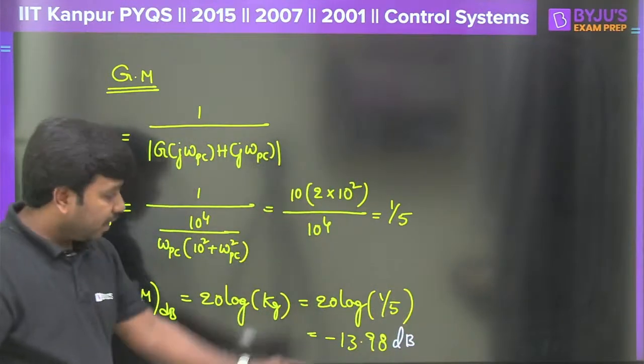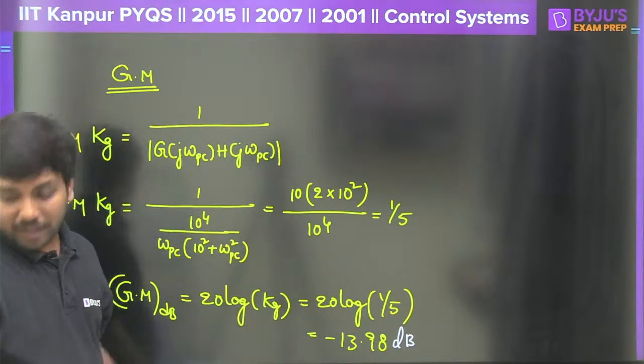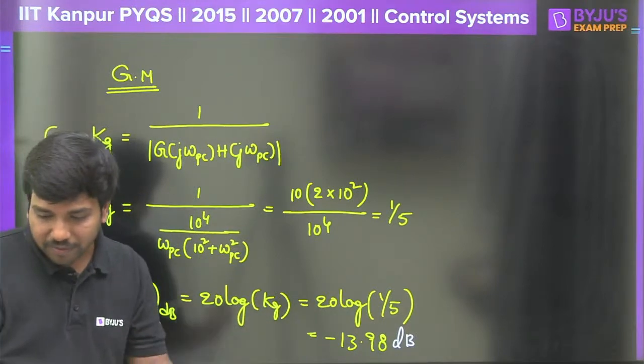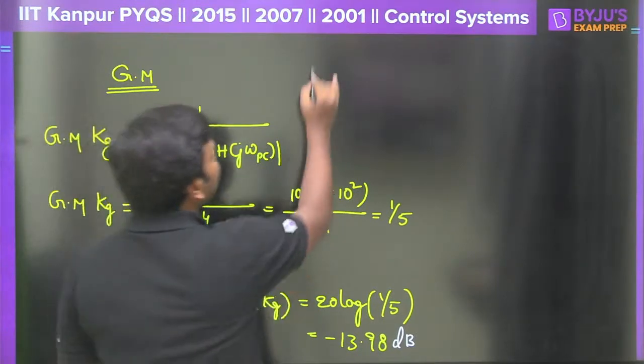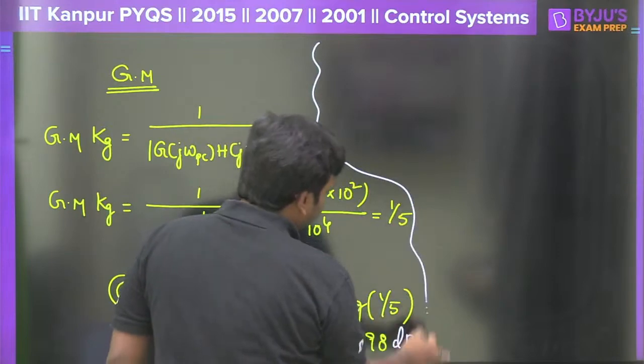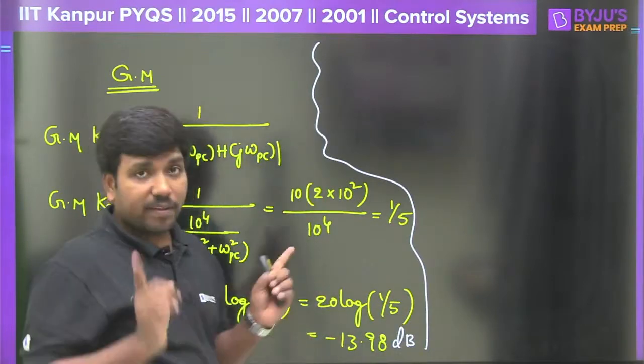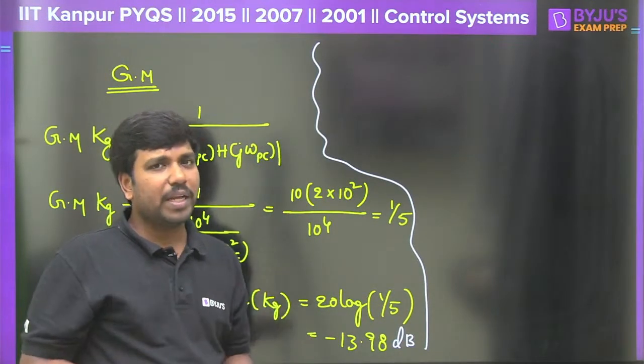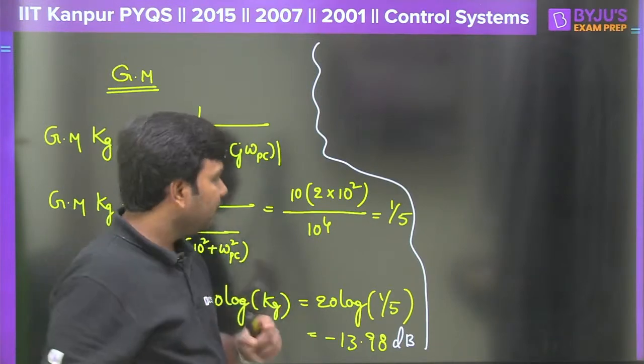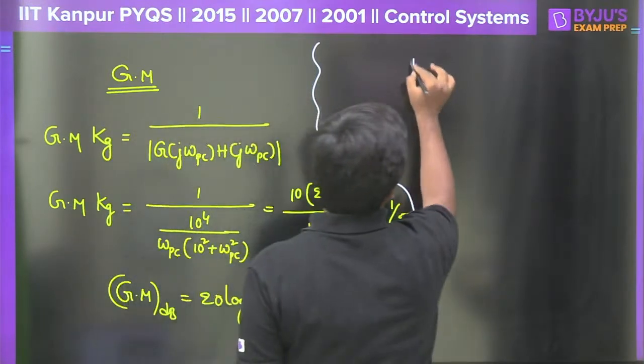In fact, the gain margin is negative. From there itself we can say that it is going to be unstable. So gain margin is negative. Whenever omega PC is less than omega GC, it is a natural expectation that the gain margin and phase margin both will come negative. Let us look at what the phase margin is now.